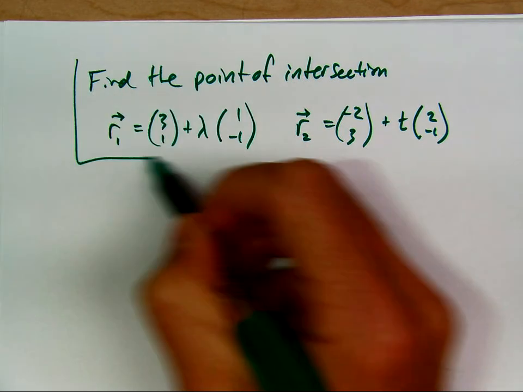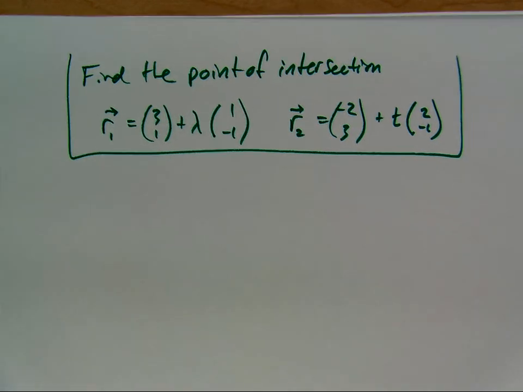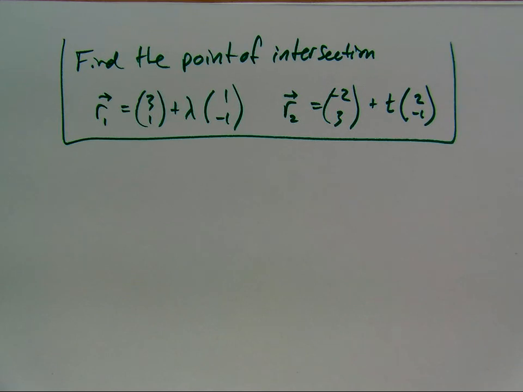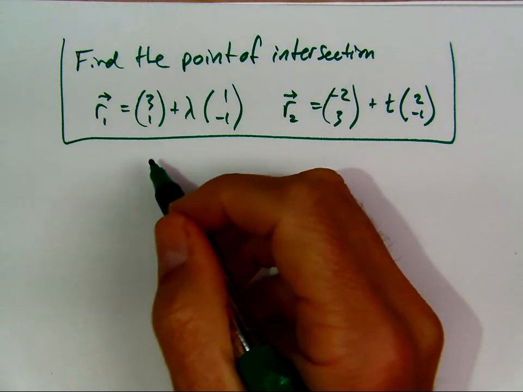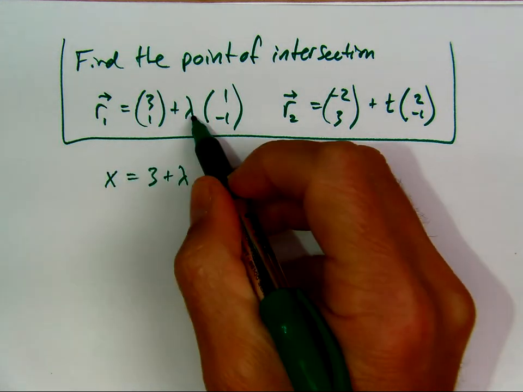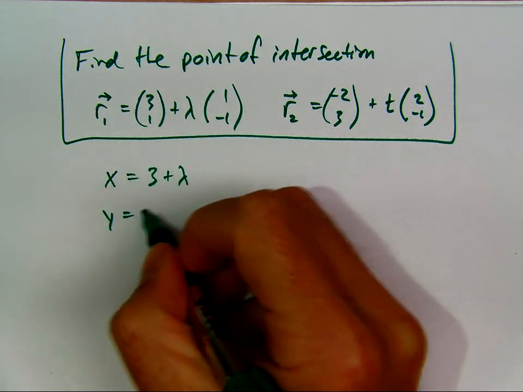So there's a common question. Find the intersection of lines given in vector form. Rather than converting them back to rectangular form and then finding the intersection, let's make sure we are able to do it in this form. And we start by writing it in parametric form. x equals 3 plus lambda. Y equals 1 minus lambda.